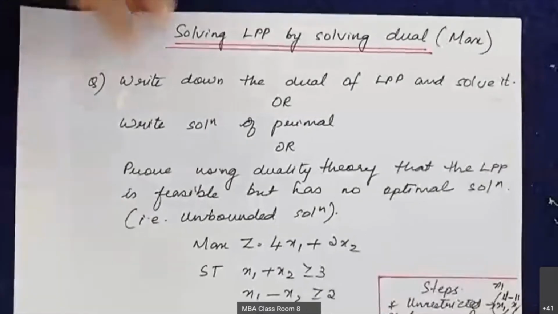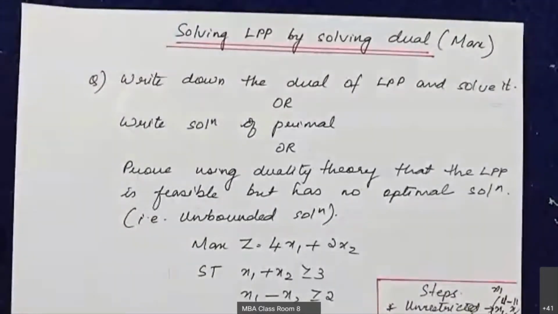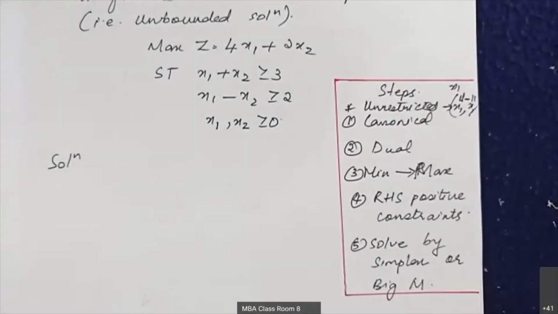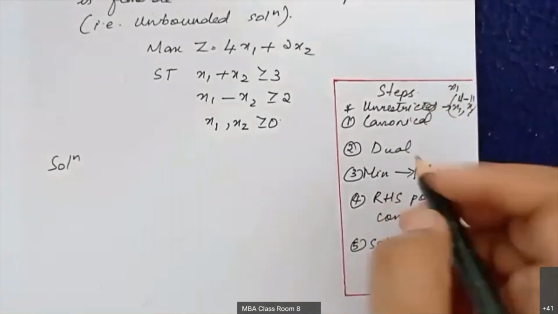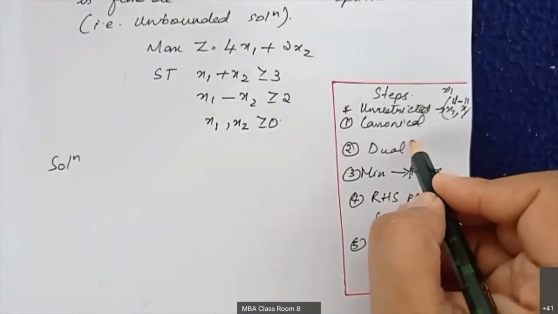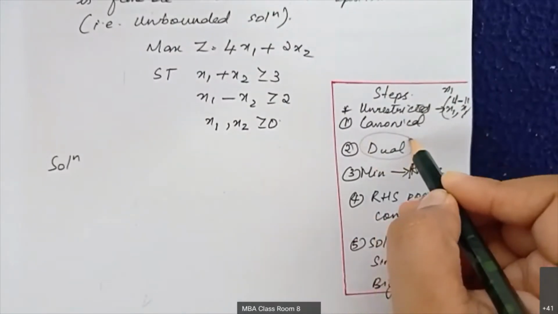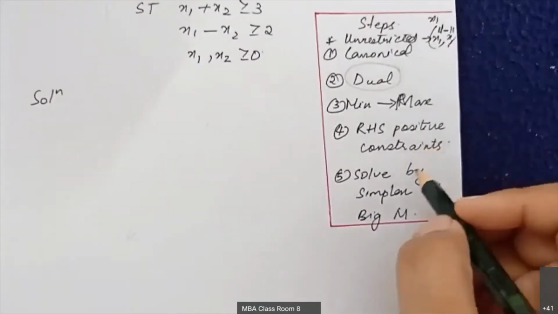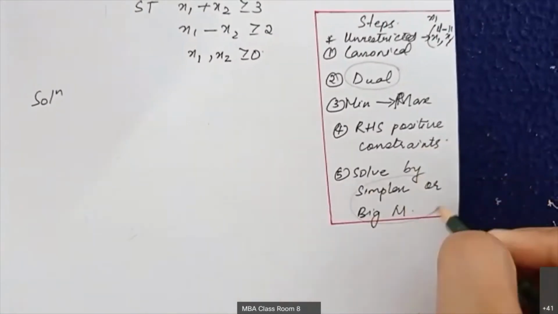Before we start doing the problem, first of all, we have to see some steps that we have to do. We have to do it in the same order. Only then we'll get the correct answer. The main things we have to check here is, first of all, convert the given primal LPP into the dual, and then solve the problem by simplex or big M method.